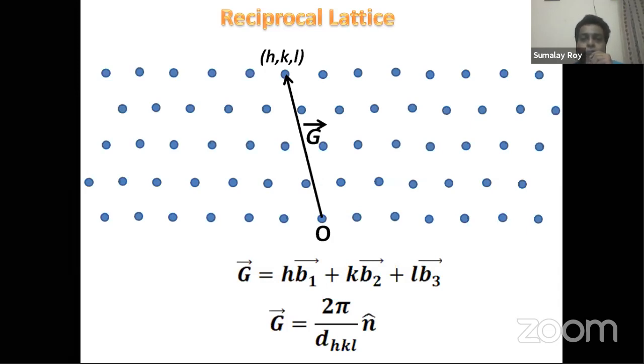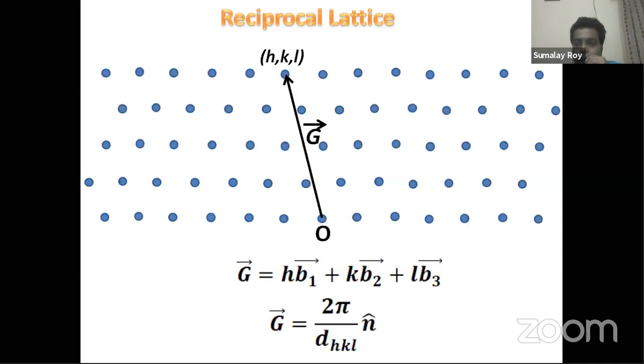For a set of planes, we have a single point, like here is one point, HKL. And if the position vector of a lattice point is G, it can be represented like this: G equals HB1 plus KB2 plus LB3, because B1, B2, B3 are the basis vectors.